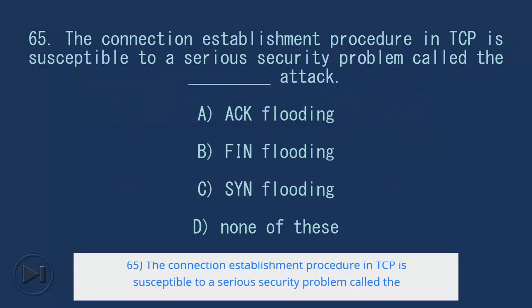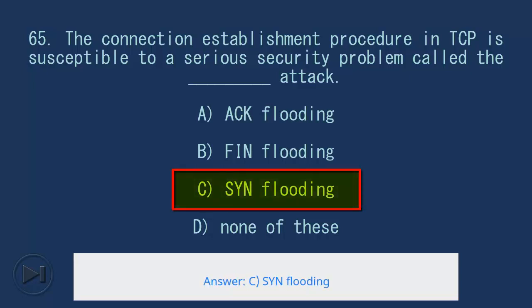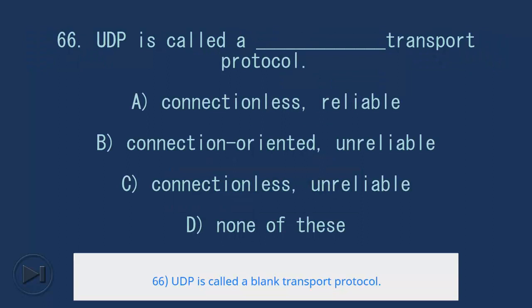65. The connection establishment procedure in TCP is susceptible to a serious security problem called the blank attack. A, ACK flooding. B, FIN flooding. C, SYN flooding. D, none of these. Answer, C, SYN flooding.